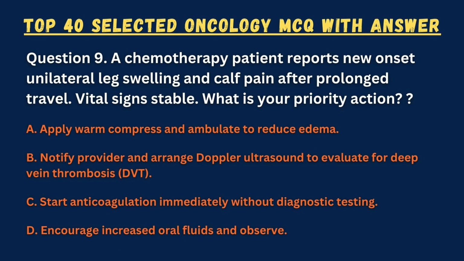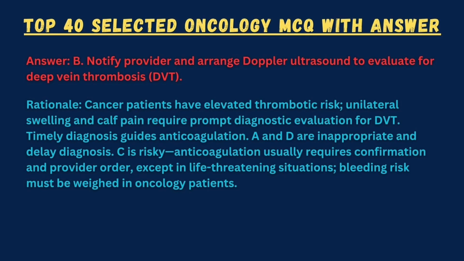Question 9. A chemotherapy patient reports new onset unilateral leg swelling and calf pain after prolonged travel. Vital signs stable. What is your priority action? A. Apply warm compress and ambulate to reduce edema. B. Notify provider and arrange Doppler ultrasound to evaluate for deep vein thrombosis (DVT). C. Start anticoagulation immediately without diagnostic testing. D. Encourage increased oral fluids and observe. Answer: B. Notify provider and arrange Doppler ultrasound to evaluate for DVT.